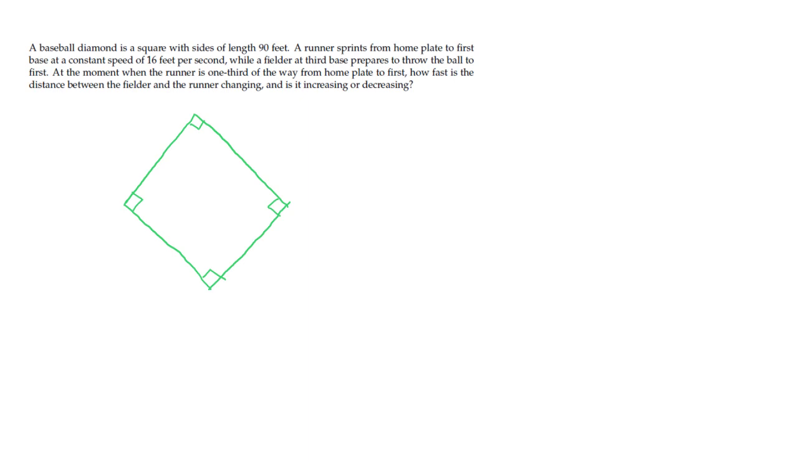And then for those not familiar with the game, this is home plate. This is first. This is second. And this is third base. And in this problem, we have a runner who is on the path from home plate to first base. So maybe somewhere around here. We are talking about the moment when the runner is 1/3 of the way from home to first. So that's why I put the runner there in the picture.